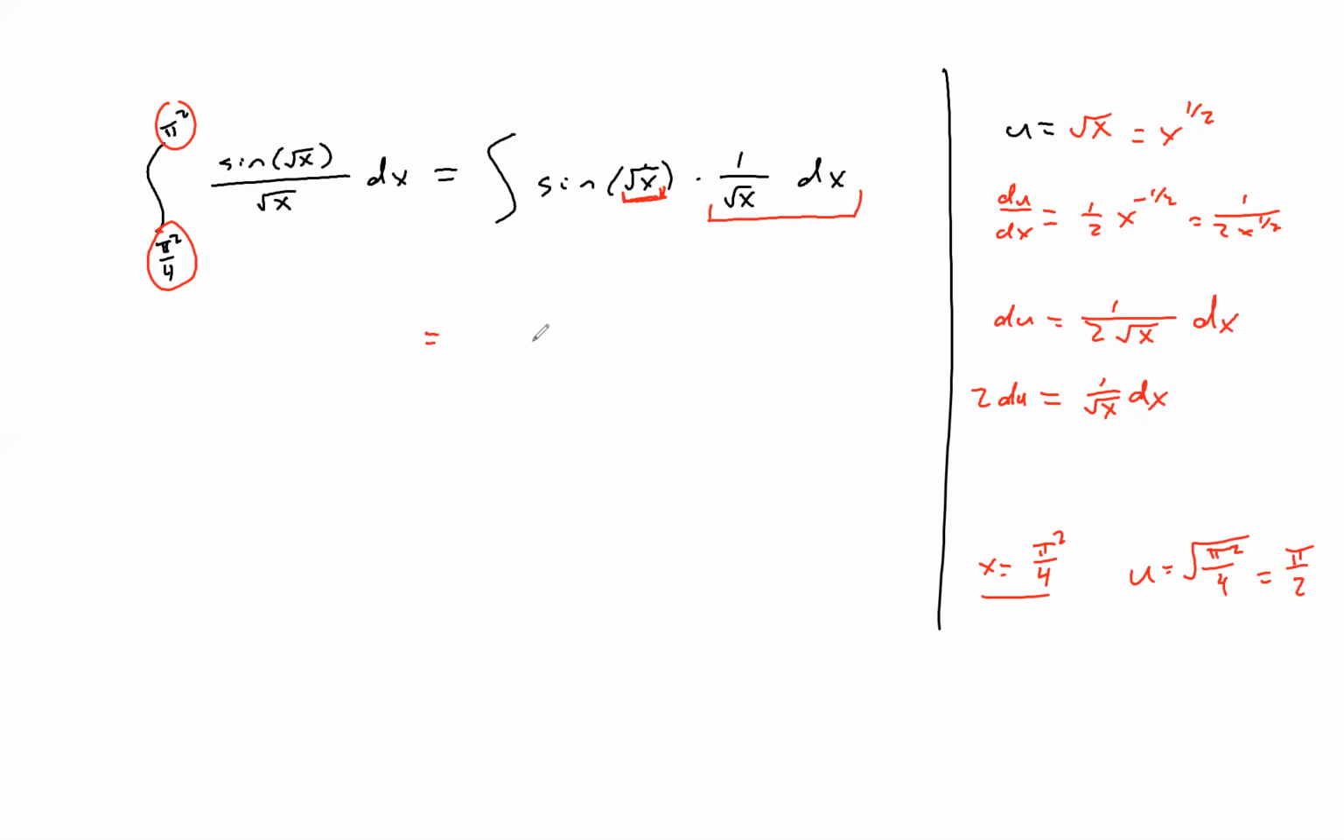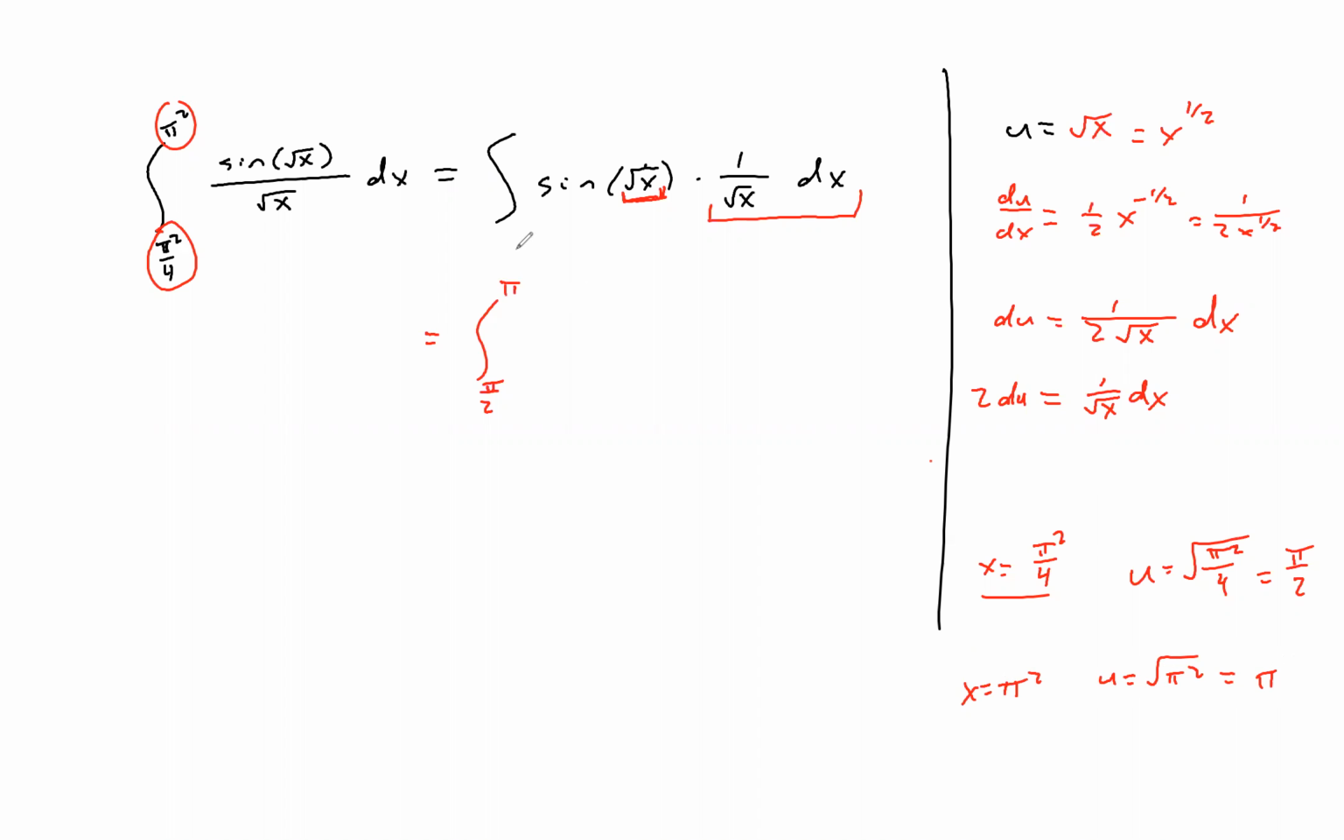All right, let's figure out the upper bound as well. The upper bound, when x was originally pi squared. So when x is pi squared, u is the square root of x, so u is the square root of pi squared, which is just pi. So that's my new upper bound, just pi.